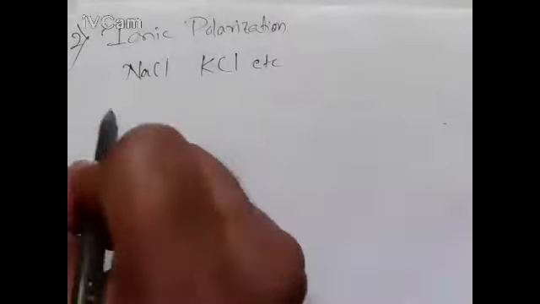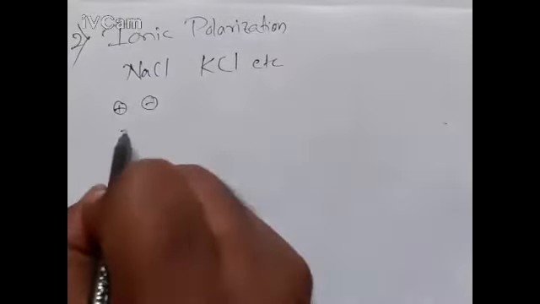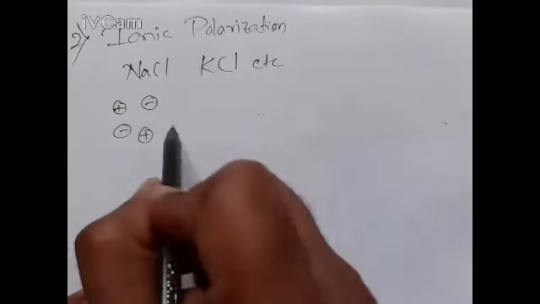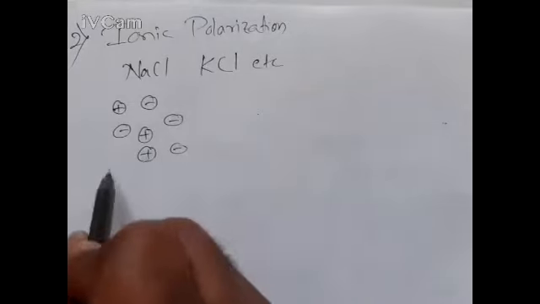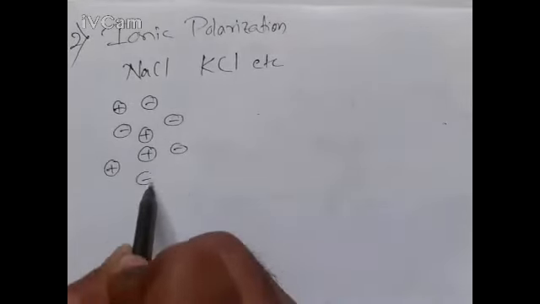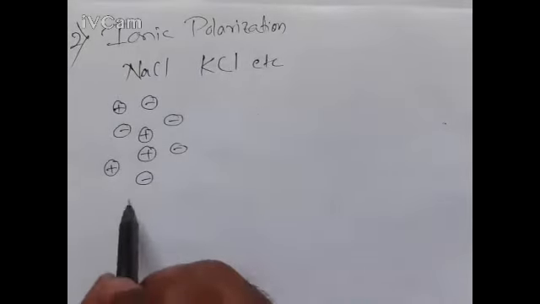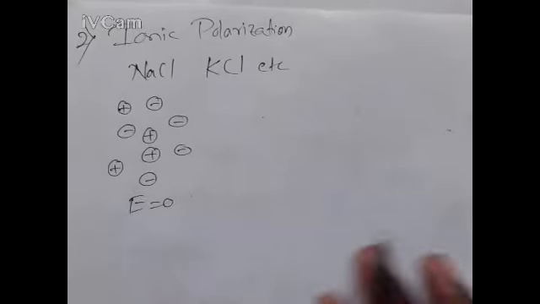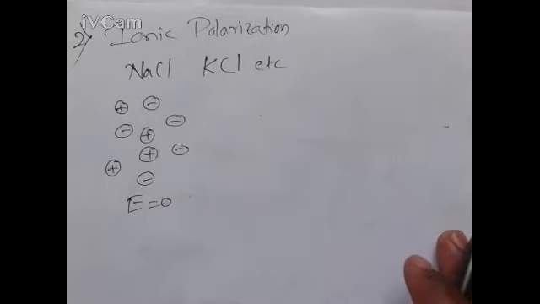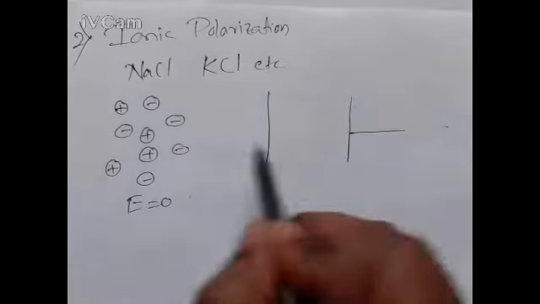For example, these are the positive ions and these are the negative ions: positive, negative, positive, like this. They will be moving around. These are the ions. This is when the electric field is not there. We have not applied any electric field still. Fine. So when I apply the field, let us take this in between two plates.